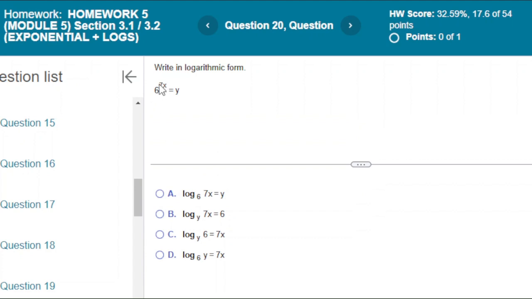Here we have 6 to the 7x equals y. Well, notice, isn't that this one? 6 to the 7x is equal to y. This to this power equals this.